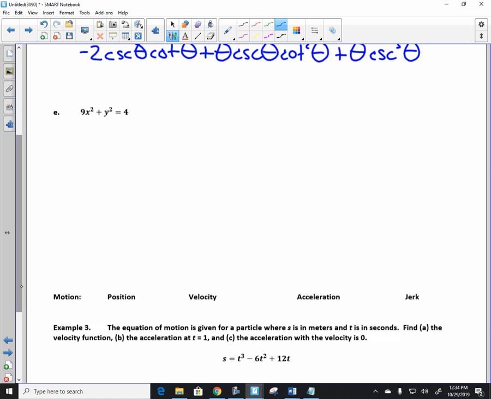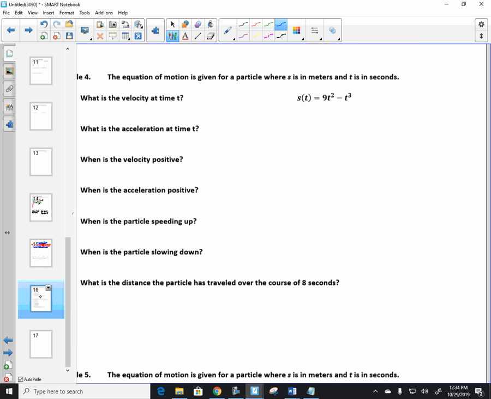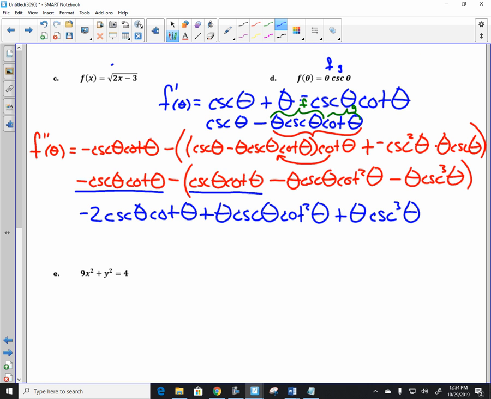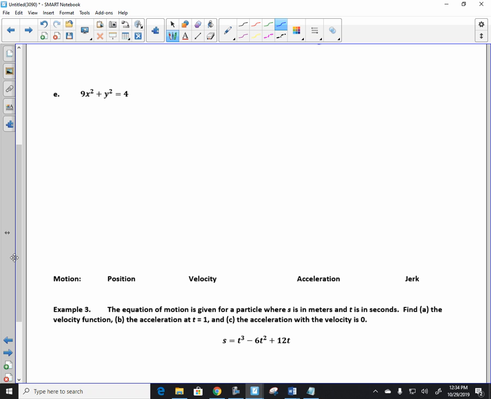Last problem of the day. You're going to have some good time to work through your assignment. And we're going to do some type of a review activity tomorrow. You will not have a lesson. Good time to get caught up on some work.